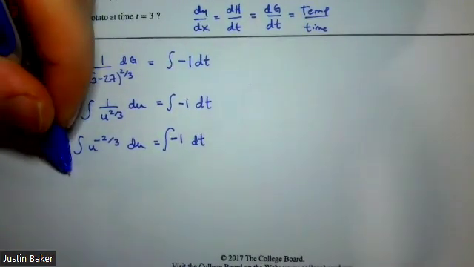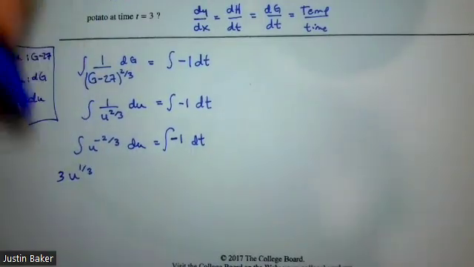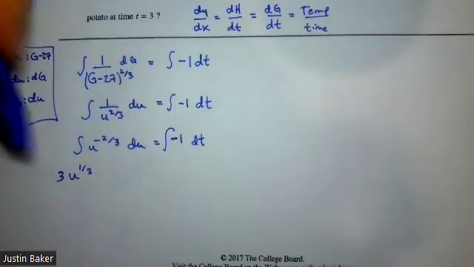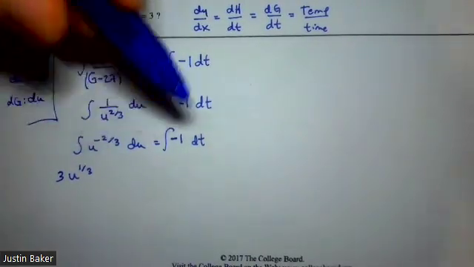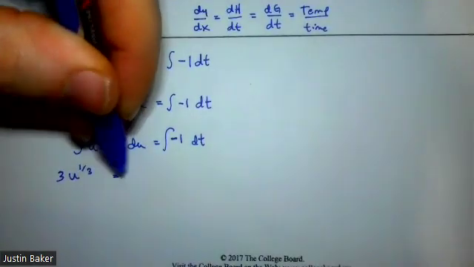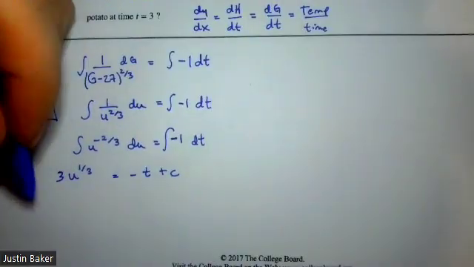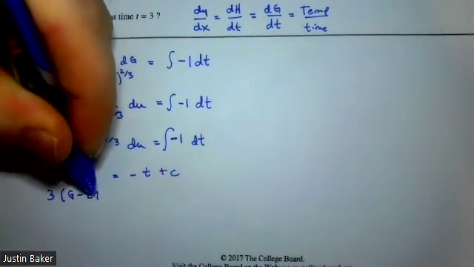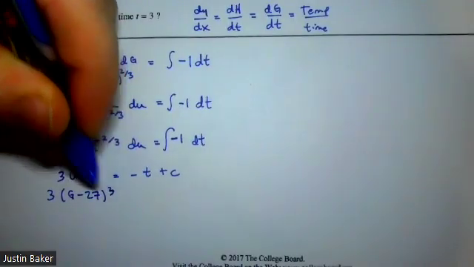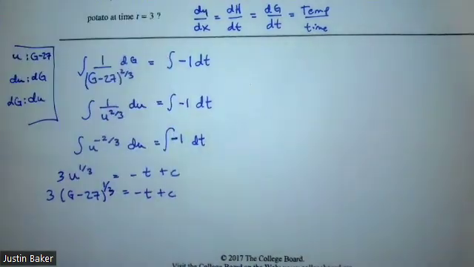So this would be u to the 1/3 divided by 1/3, but hopefully that makes sense. Divide by 1/3 is multiplied by 3. So 3u to the 1/3 is equal to -t plus c. We should plug in for the letter u. So this is 3 times (g minus 27) to the 1/3 is equal to -t plus c.